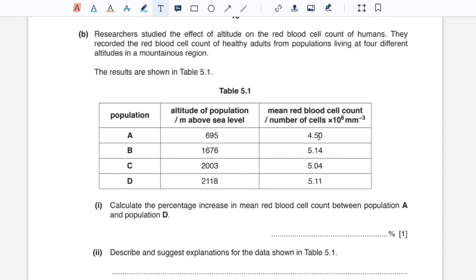So in this column you've got the mean red blood cell count. Between A and D, you're supposed to calculate the difference. So you subtract 4.5 from 5.1, divide that by 4.5 and multiply the answer by 100, which would give you the answer as 13.6, correct to 3 significant figures.